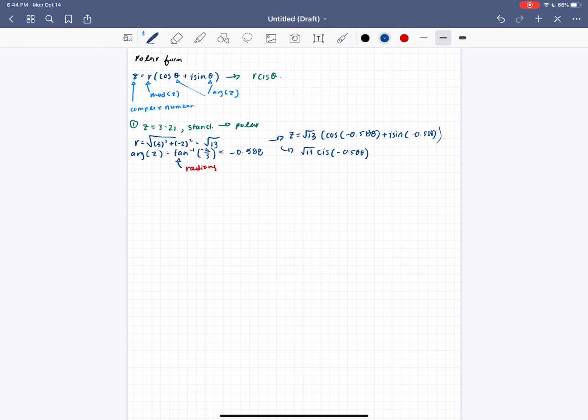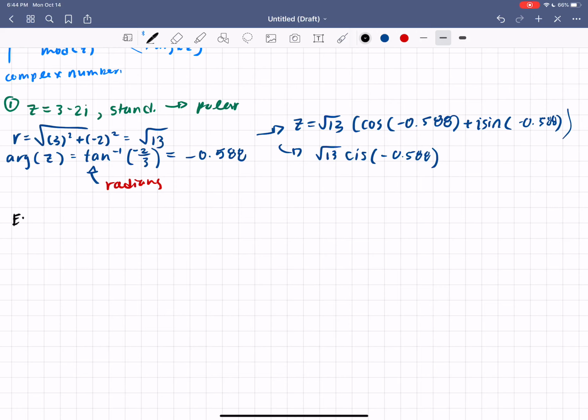There's also another form you should familiarize yourself with, and that's called Euler's form, however you like to say his name. And this is expressed as z equals r e to the power of i theta, where e is Euler's number. So theta is your argument, r is your modulus, and z is your complex number.